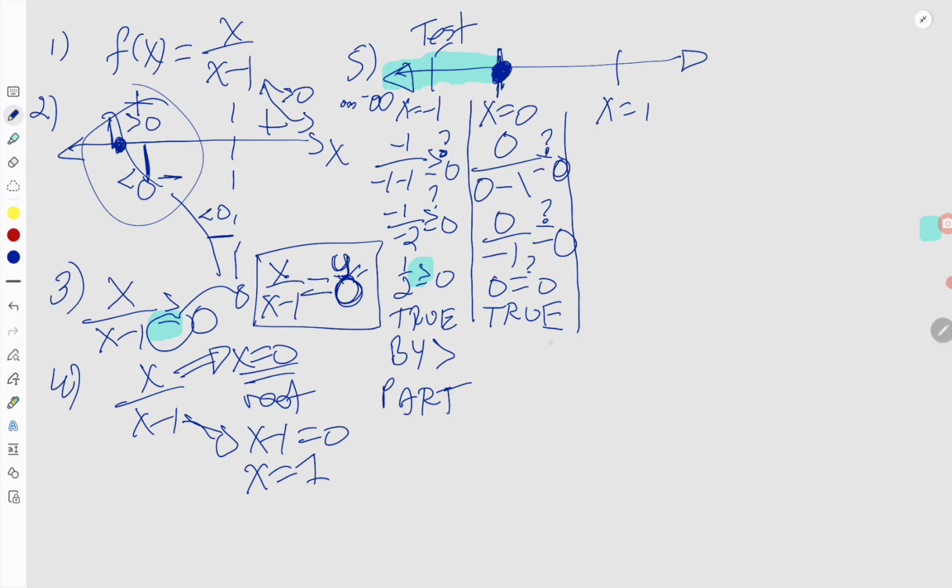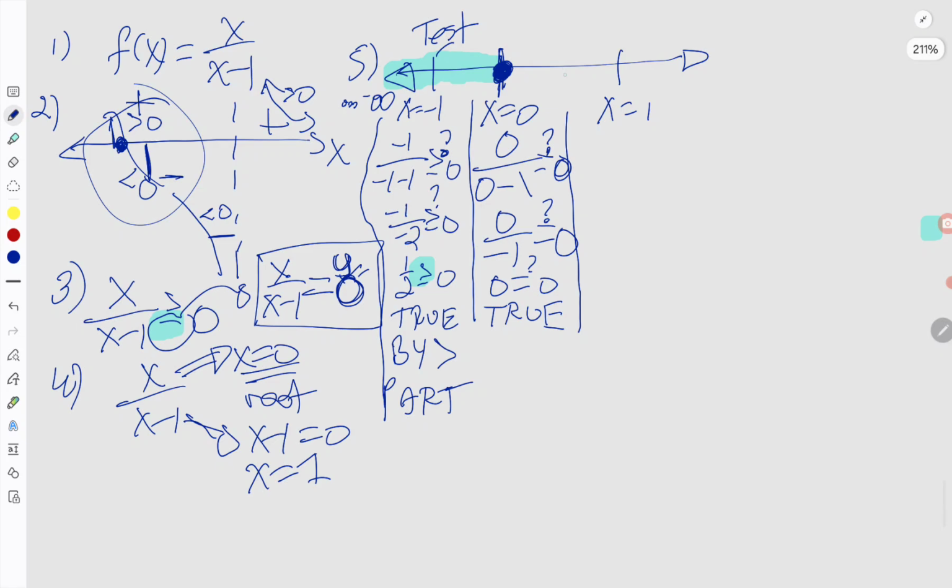X equals 0 itself is also true. I need to separate this so you don't get confused. Okay, now we're going to check with x equals 1 to see what happens. Well, I can't use x equals 1, remember, because that's the vertical asymptote. So, unfortunately, you now have to choose maybe a half in the middle or something like this.